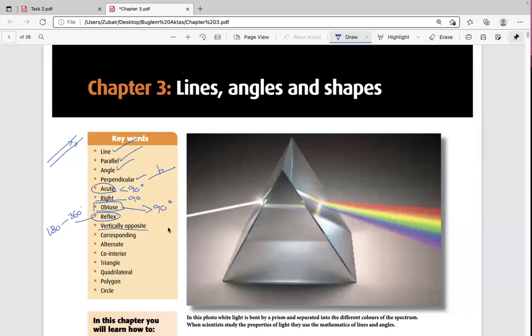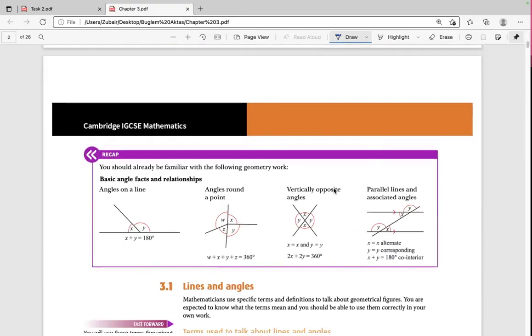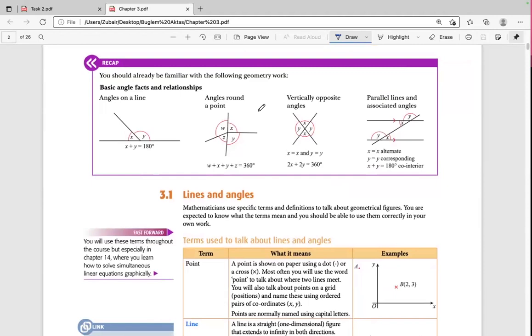Vertically opposite, corresponding, alternate. We'll discuss these angles once we draw. Interior angles, triangle, quadrilateral, polygon, and finally circle. So basically lines, angles, and shapes. So basic concept and basic recap.